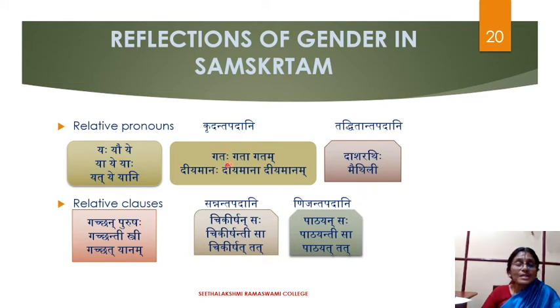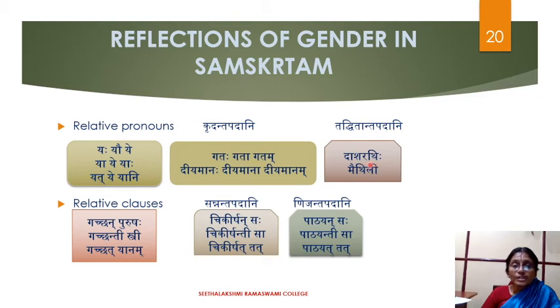Coming to Krudanta Padas, I have given for example Kta Pratyaya and Shanach Pratyaya. There are still more. Gataha, gata, gatam. So gataha, the man who went away; gata, the lady who went away; and gatam, that object or that neuter thing which has gone away. Diyamanaha, diyamana, diyamanam: if the object that is given away is masculine, feminine and neuter. So here Kridanta padas are also marked for gender.